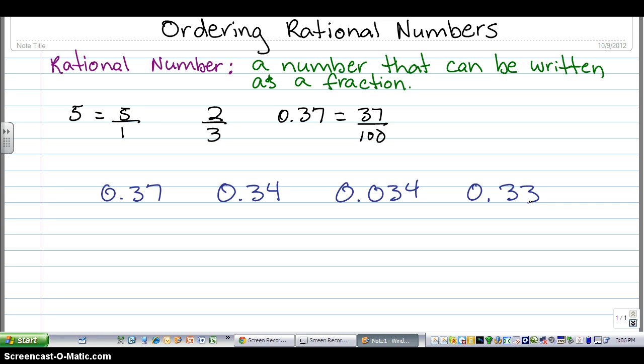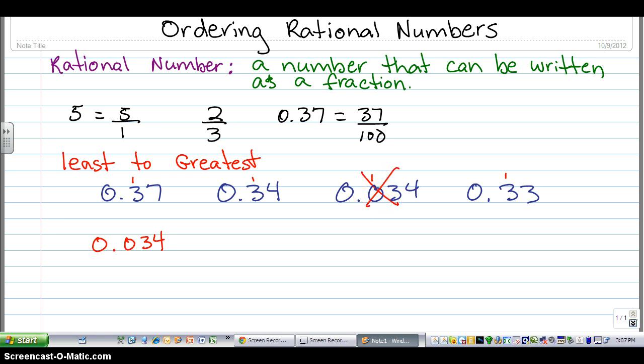All right, so we will start in the tens column. We have a 3, a 0, and a 3. So which one is the smallest out of all of them? Well, it's this one right here. So that is going to be our smallest, 0.034. So we are going from least to greatest. All right, that one's gone.